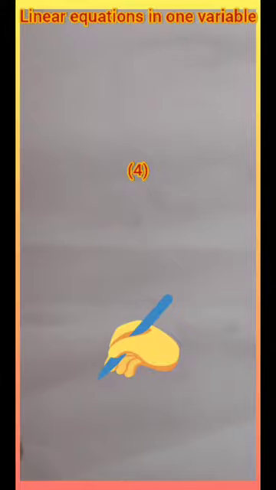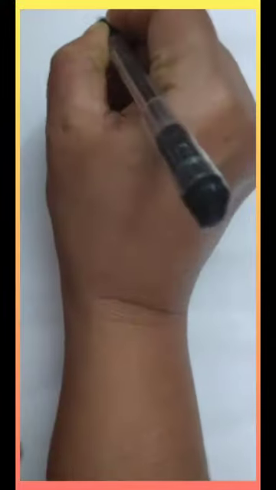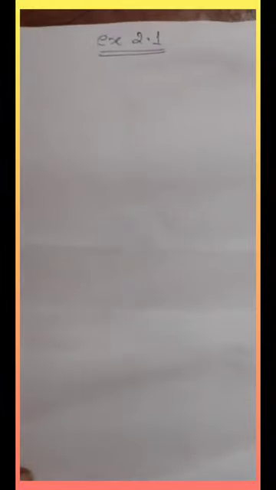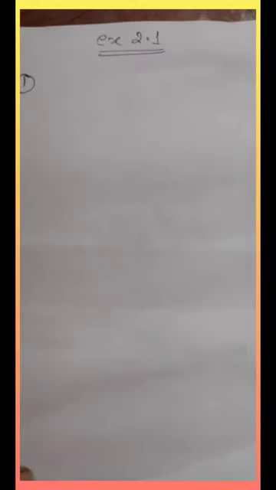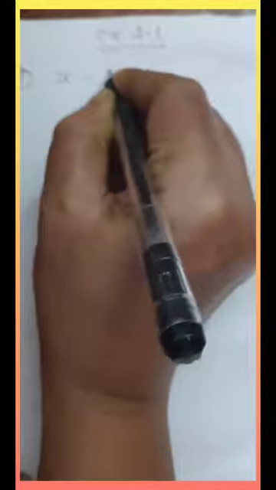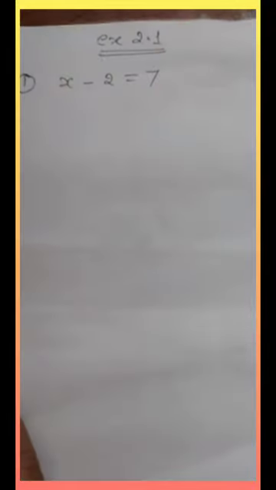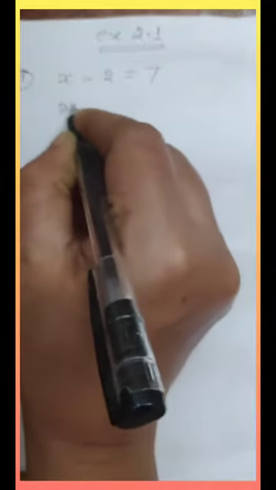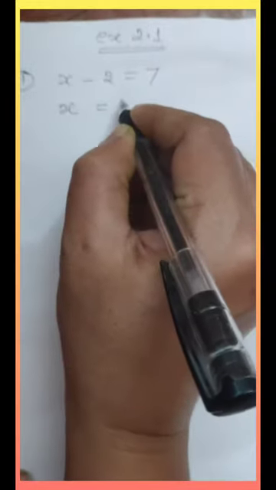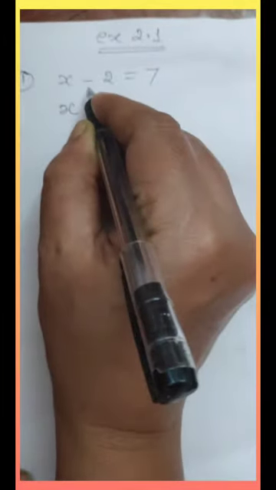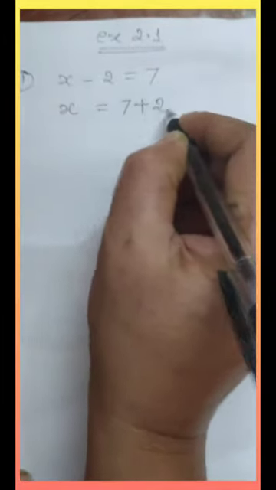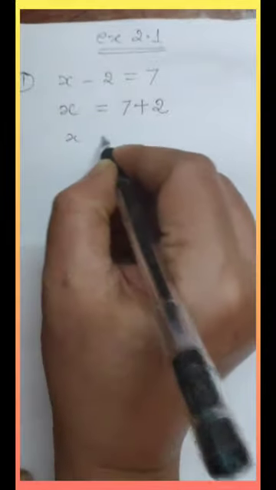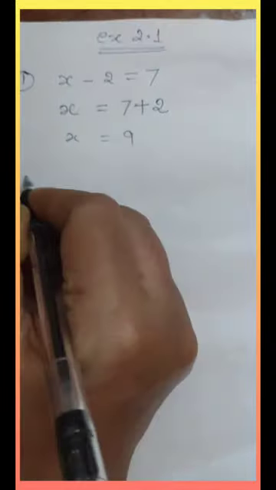Today, let us solve exercise 2.1. Solve the following equations. First one, x minus 2 is equal to 7. We know the variable we have to keep here, x is equal to 7 minus 2 becomes addition, plus 2, x is equal to 9.